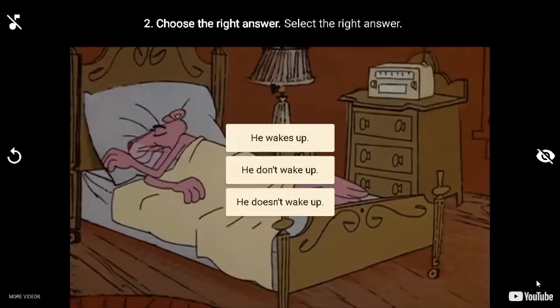Now choose the right answer. He wakes up. He don't wake up. He doesn't wake up. Yes, great. He doesn't wake up because we have a singular subject. So we use doesn't with negative sentences, and don't with negative sentences also, but with the plural subject. Great job.